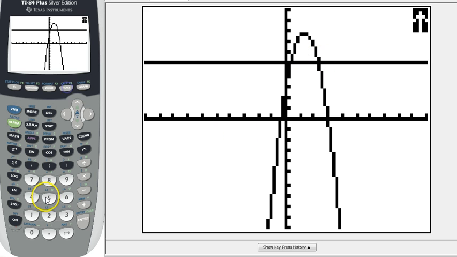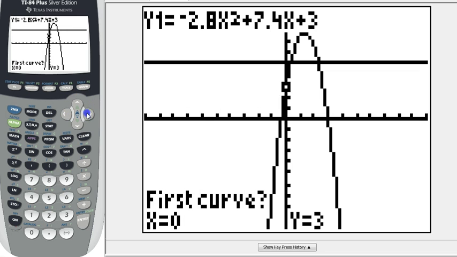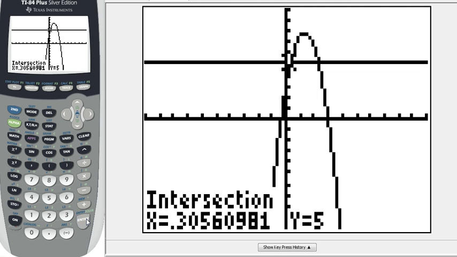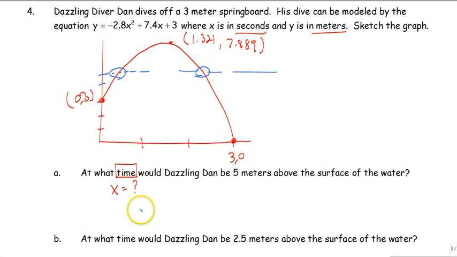So I'm going to hit second trace 5. I'm only going to do one of these right now. I'm going to hit enter 3 times. And the first time he's at that is 0.306 seconds. So, x equals 0.306 seconds. And if you do it again on the calculator, you can pause right now and try it. But if you do it again on the calculator, you get x is equal to 2.727 seconds. Okay?